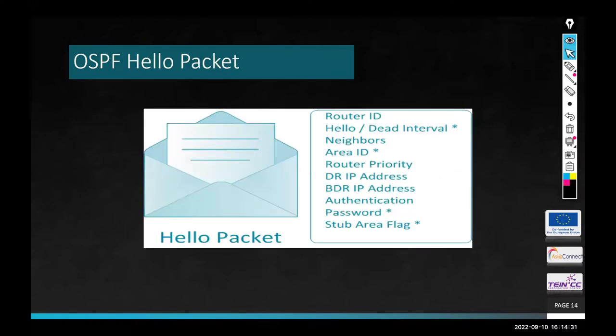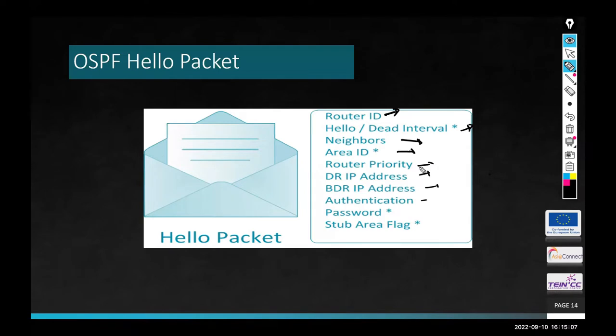What actually is the hello packet? As I said, when they send the hello packet, the neighborship will be established. So in the hello packet, there are lots of fields we have to consider when we send the hello packet to each other. First one is router ID. Second one is hello and dead interval, neighbors, area ID, priority, DR IP address, BDR IP address, authentication password, and stub area.